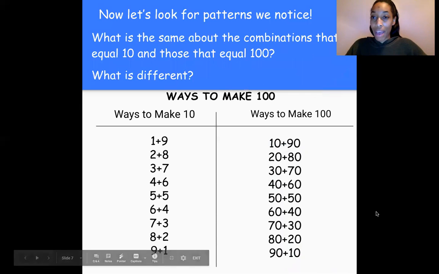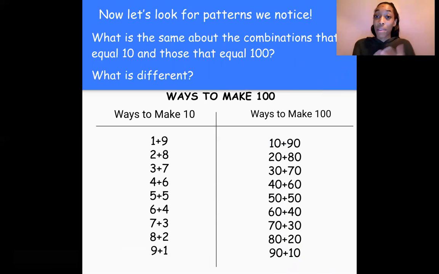Now, let's look for those patterns. What is the same about the combinations that equal 10 and those that equal 100? Let's think about that. We can pause the video and just think, what's the same about these combinations? Then you could think, what is different about these combinations? All right. So what did you come up with?